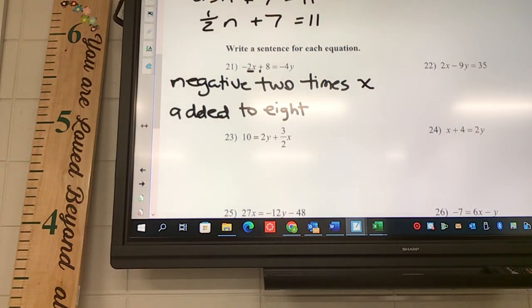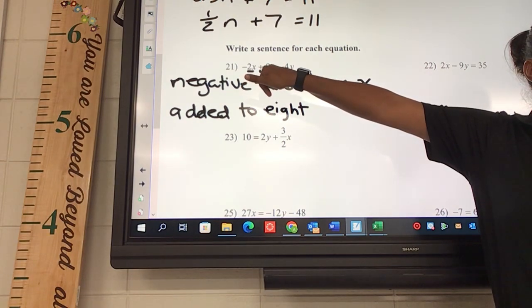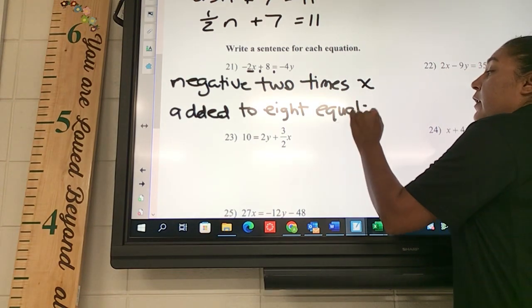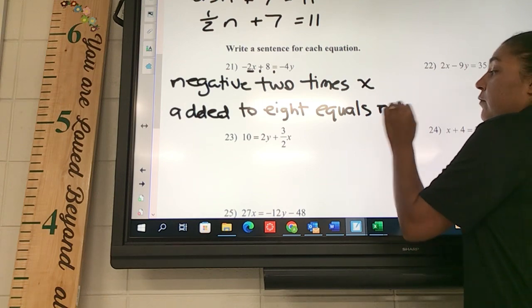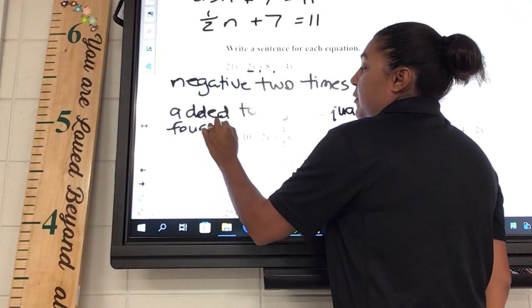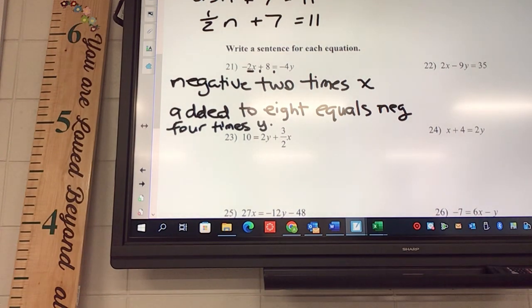What's a word for this? Equal. Equals -4. I shortened it. 4 times y. Okay, writing the sentence is the longest part. It's nothing really crazy. Instead of saying added, you could say plus, a sum, something like that.